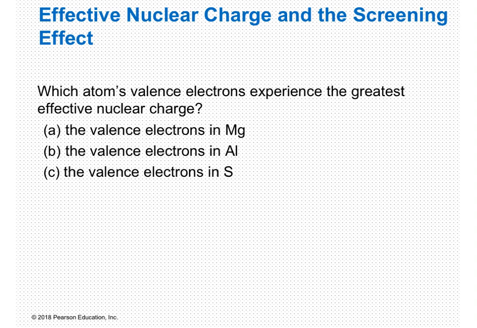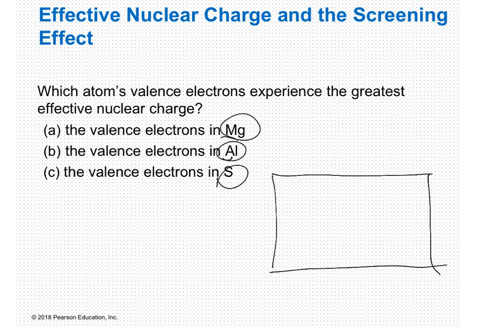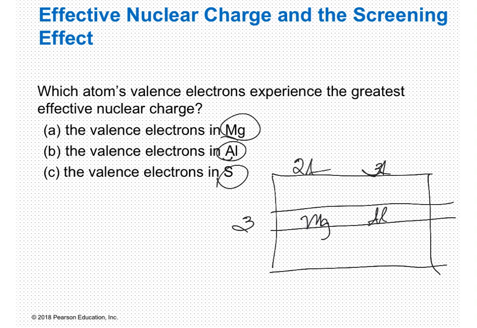So here is a typical multiple choice type question, similar to one that you might see on an exam. It's asking you which element experiences the stronger effective nuclear charge: magnesium, aluminum, or sulfur. And so you would have to refer to a periodic table, unless you have them all memorized. All of these happen to be in period 3 on the periodic table, and magnesium is in group 2A, aluminum is in group 3A, and sulfur is in group 6A.